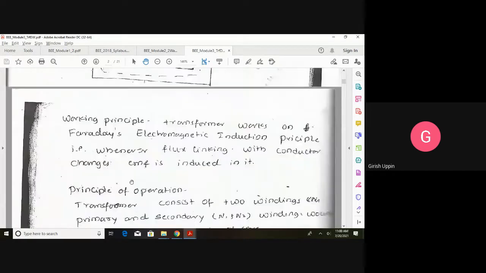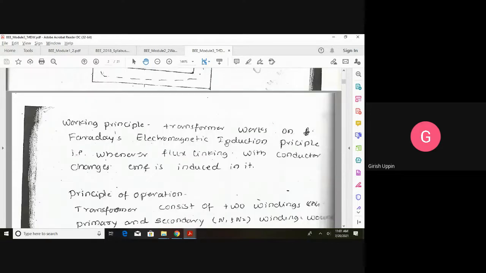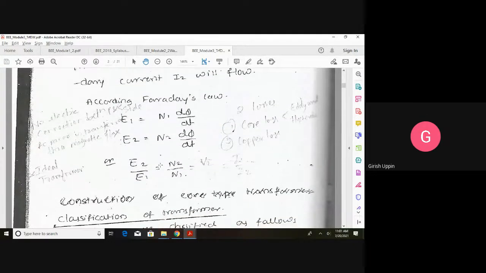What is E1? This is the primary EMF induced on the primary winding, because this winding is also experiencing a change in the flux, so it will induce E1, which will counter the applied voltage V1. And in the secondary coil having N2 turns, they are experiencing change in the flux, and E2 EMF is generated, where E2 is equal to N2 into d phi by dt. If I take the ratio of E2 by E1, that is secondary EMF divided by the primary EMF, d phi by dt will get cancelled. What remains is N2 by N1. Therefore, E2 by E1 is equal to N2 by N1, which is also equal to V2 by V1.